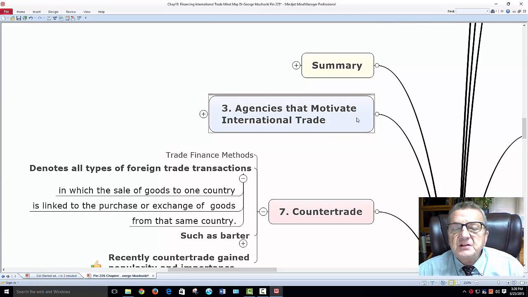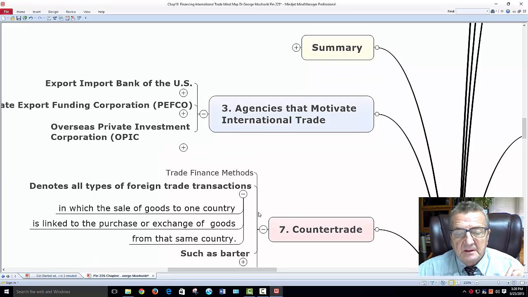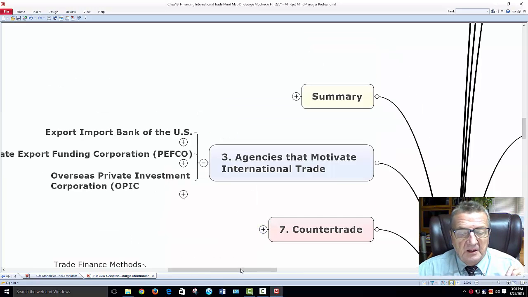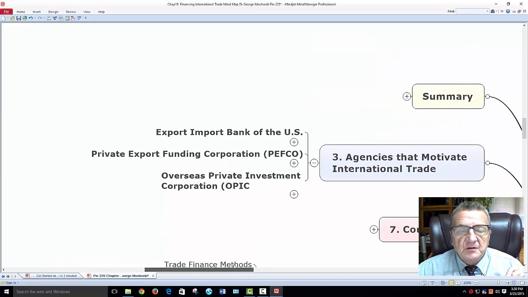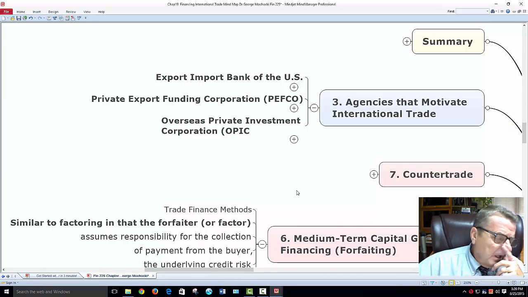Okay. Now, international agencies that motivate international trade. Let me just close this off so you're focused on this. Okay, there's several in here, and I've got some links.